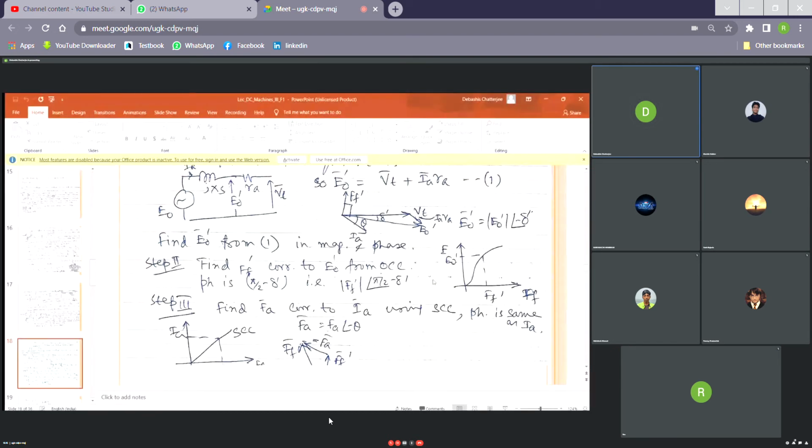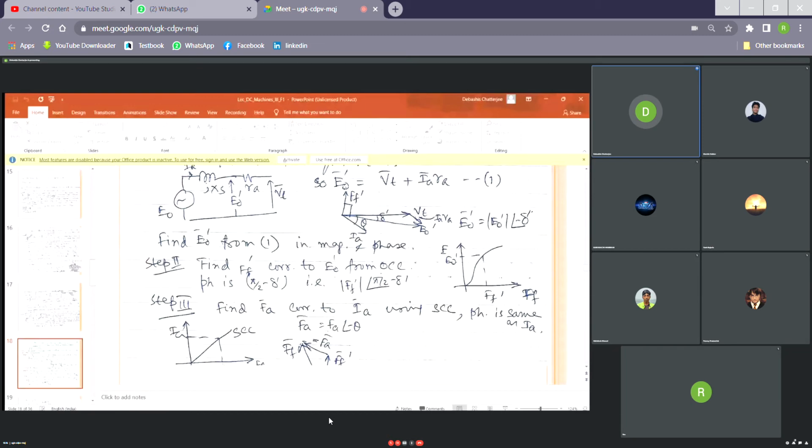Okay. So now it is written also, find E0 dash from step 1. You can calculate E0 dash because you know the armature current, the armature resistance, and the terminal voltage. So from that you can calculate E0 dash. Now, step 2, find FF dash corresponding to E0 dash from the OCC. So the OCC is drawn here.